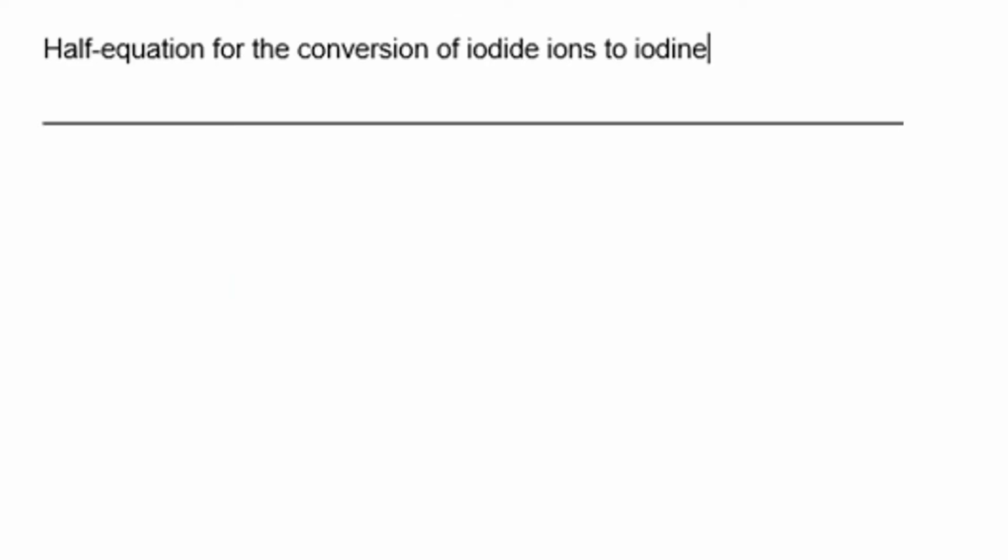So the first part says half equation for the conversion of iodide ions to iodine. So the first thing you need to recognise is that we're going from the ion to its elemental form. So we're going from I minus to I2. Okay, we're at A level now, we've got to say I2 is a diatomic particle. Next, you need to make sure we've got the right number of ions on each side. Then we add the electrons. A few of you who did this had this the other way around, so look very carefully at the question. It's iodide to iodine.